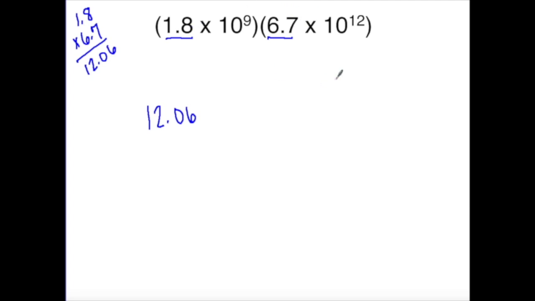So now we need to deal with the power of 10. Remember from earlier, when we multiply exponents, we can simply add them. So I'm going to go ahead and write multiply times 10. So we can say that the power of 10 is going to be 9 plus 12. So 12.06 times 10 to the 9 plus 12, which is 21. Oops.